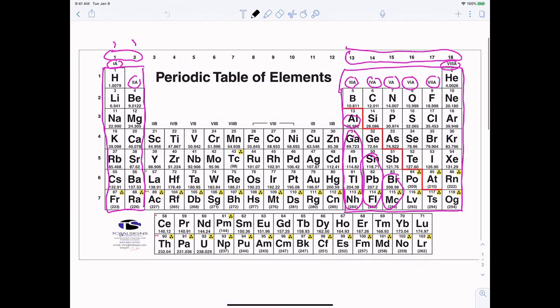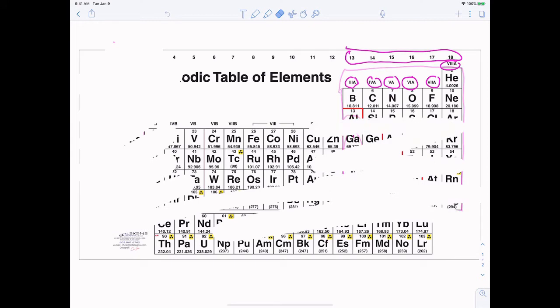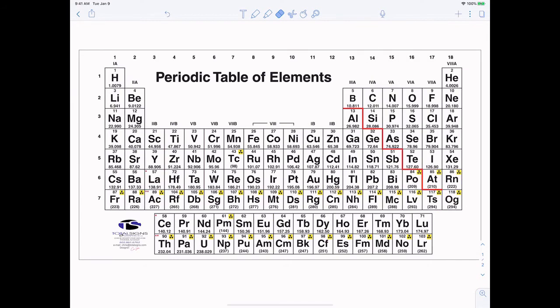So going back to my table here, and we're going to erase this stuff again because it's getting really messy. Okay. So they're numbered up at the top. So 1 through 18, or the AB method, 1A, 2A, and then over here, 3A, 4A, 5A, 6A, 7A, 8A. So that would be my A block. And then the B's are in the middle. I do want you to know the A designations. Know that 1 is 1A, 2 is 2A, 13 is 3A, 16 is 6A, and so on.